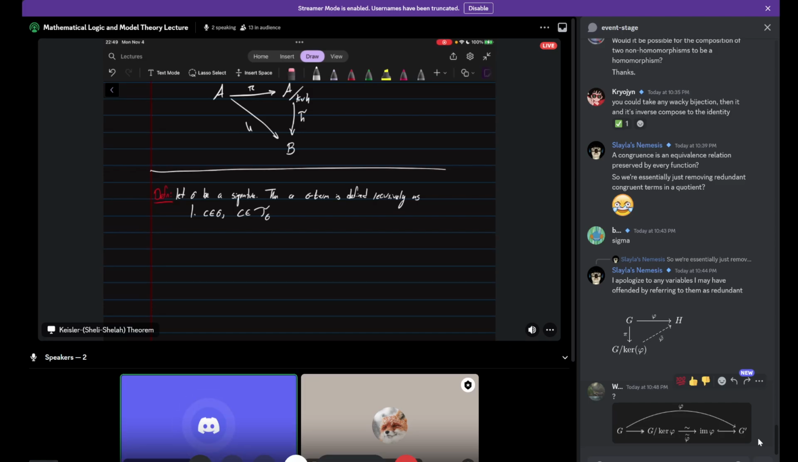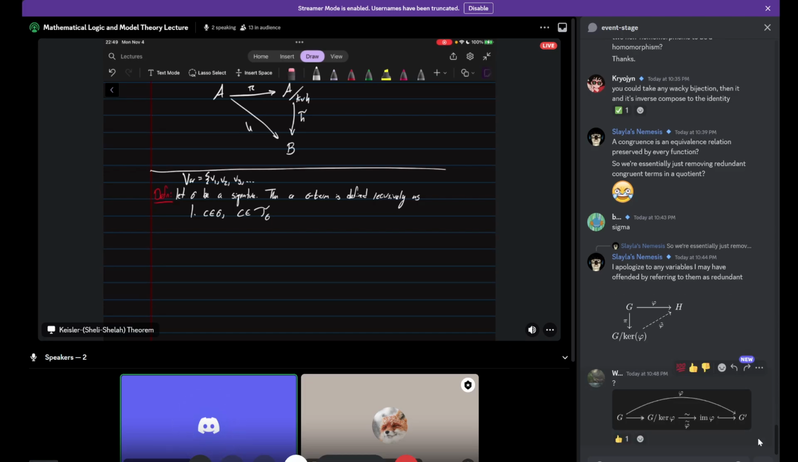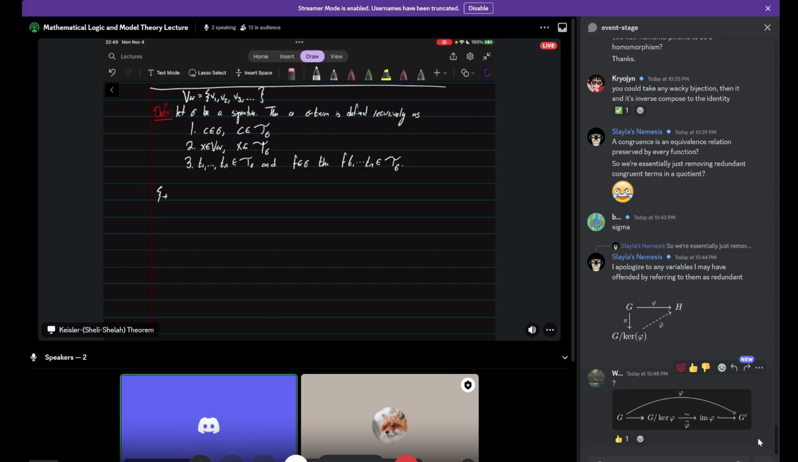Oh, and we have a global list of variables. This time our list of variables doesn't change. It's v1, v2, v3, and so on. It's only countable. And 2, every x in Var is also a term. And 3, finally, if t1 through tn are terms and f is in sigma, then f t1 through tn is a term as well. So for example, if our signature is plus, times, 0, 1, then v1 plus v2 times 1 plus 1 is a term.